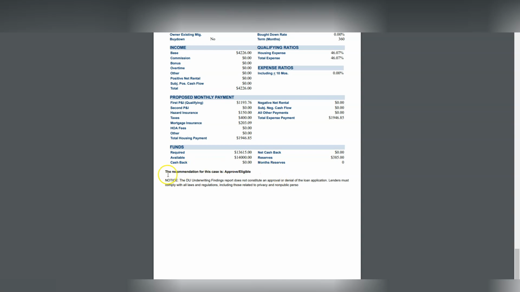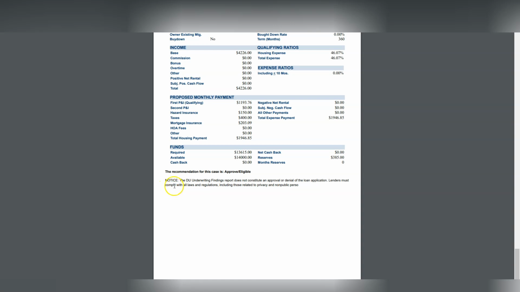And then down here it says the recommendation for this case is approve eligible. If you get any other status that's not approve eligible, you can't submit it to underwriting. If it says approve ineligible or refer eligible, those are not valid statuses. You need to have an approve eligible status.